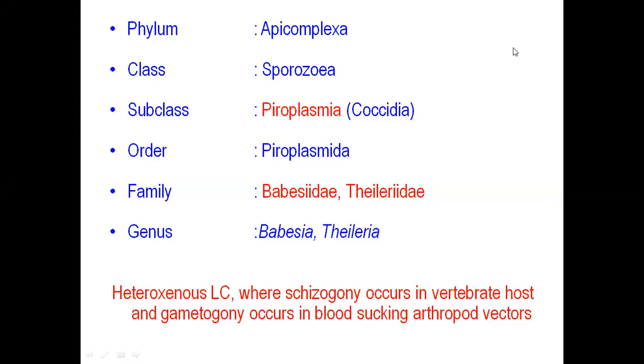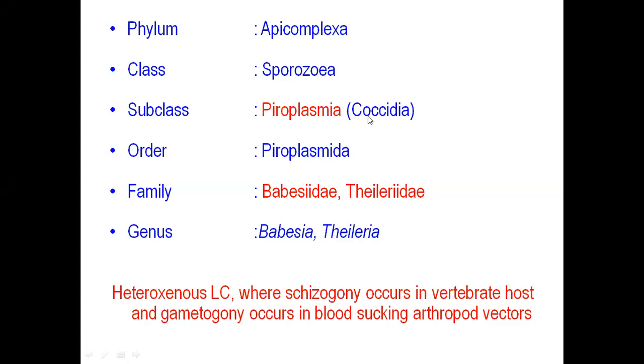Okay, so good morning, everyone. Today we will talk about another group of parasites which are under the Apicomplexa. But here, unlike the parasites we have discussed in the previous class, the parasite is from another subclass.